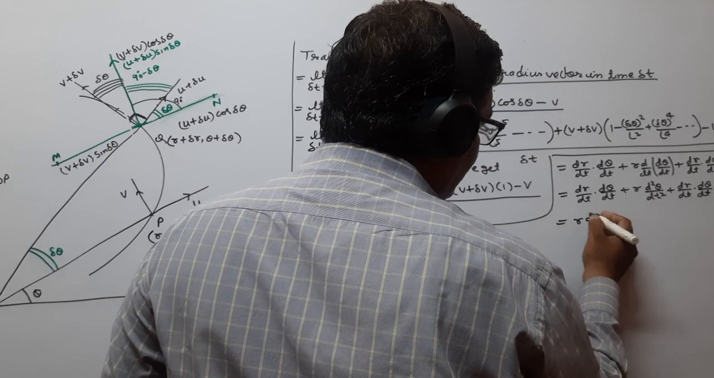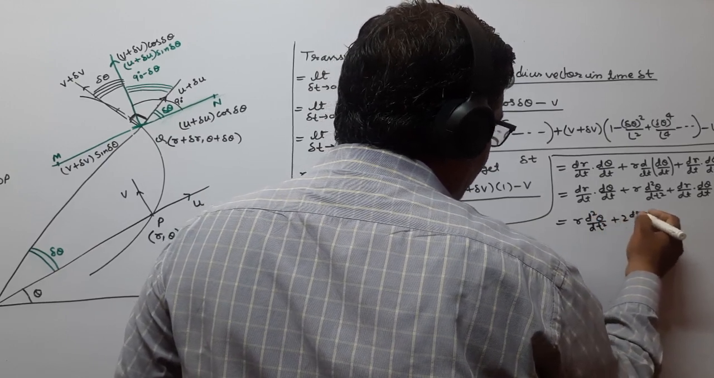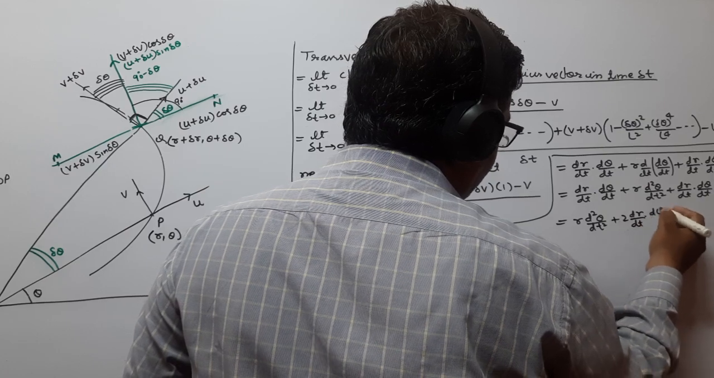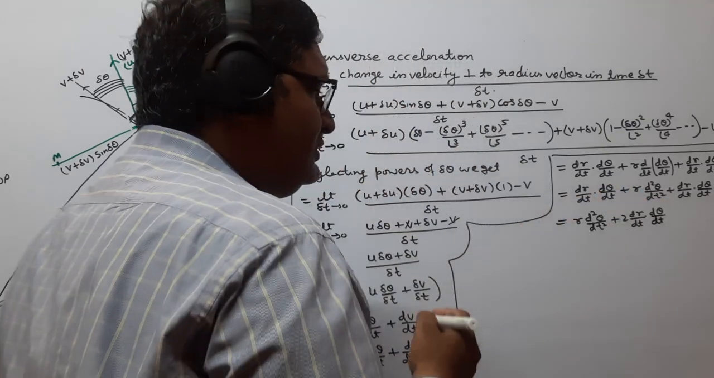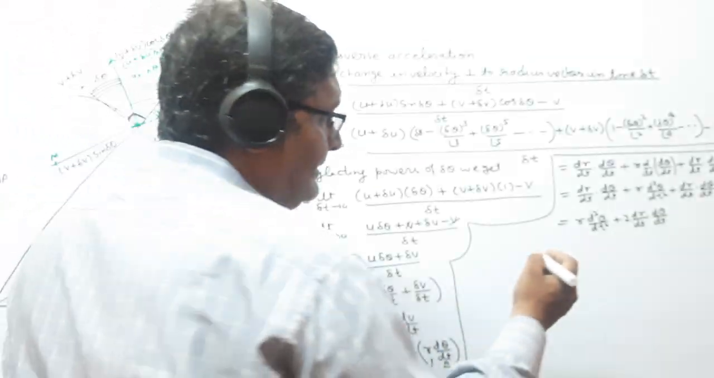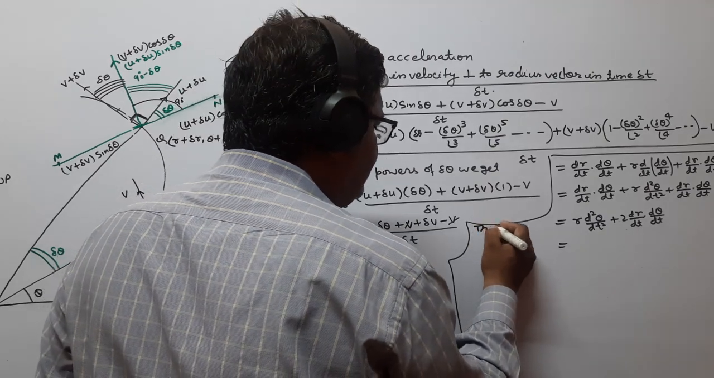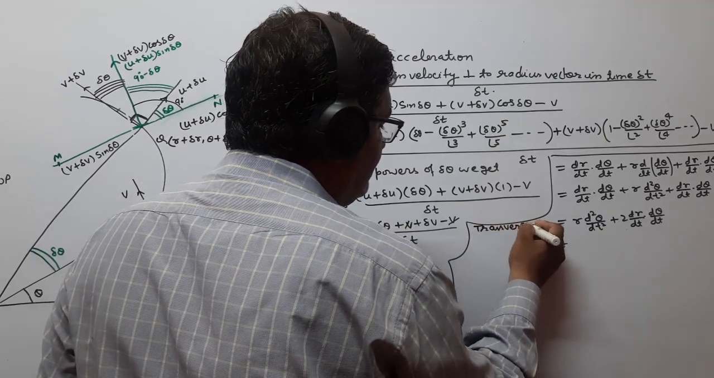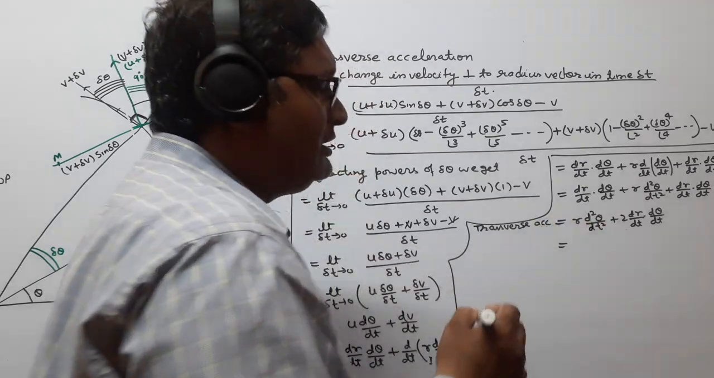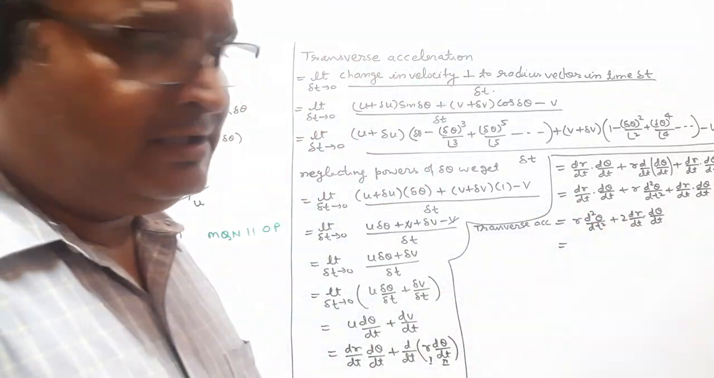Now this can also be written as r d2 theta by dt2 plus 2 dr by dt multiplied by d theta by dt. So this formula can be written as, this is the transverse acceleration: r d2 theta by dt2 plus 2 dr by dt multiplied by d theta by dt.